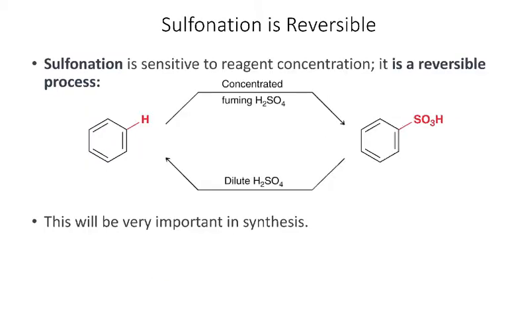Now we're going to talk more about these reactions as the chapter goes on. One important thing that we want to remember is this sulfonation process is very sensitive to the concentrations, and it's actually a reversible process. So in concentrated fuming sulfuric acid, we're going to cause the sulfonation of benzene to occur. If instead we use dilute sulfuric acid, we can remove this SO3H group. And so it turns out this is going to be really important when we talk more about synthesis later in the chapter. So we want to be sure that we remember that this reaction is reversible.